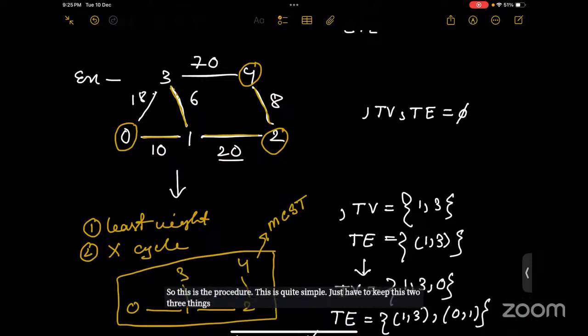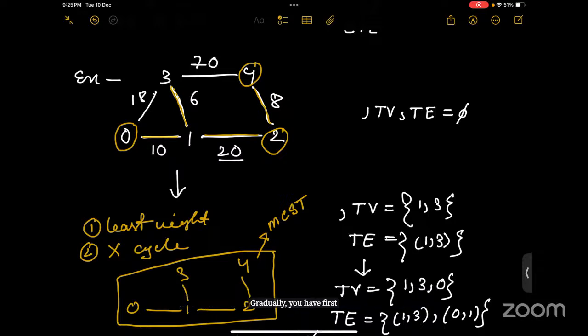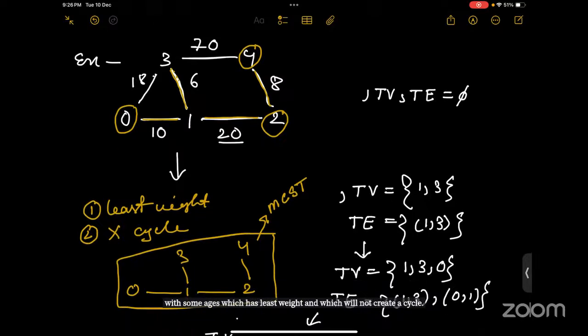So you have to add gradually. You have to start with the least weighted edge. Then you have to gradually grow the tree with edges which have least weight and which will not create a cycle. Okay. Is it clear? Yes, ma'am.